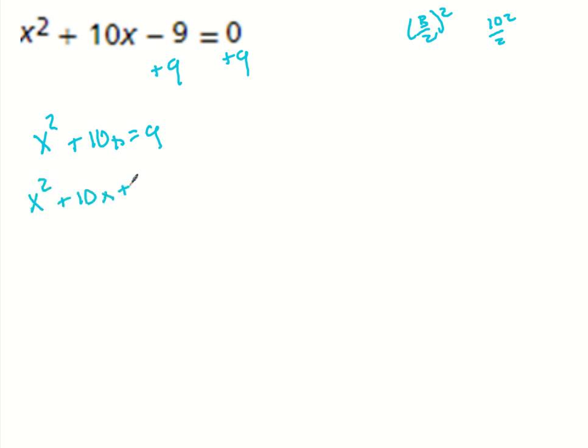So x squared plus 10x plus 25 equals 9 plus 25. So I added 25 to both sides. Now I can factor this out because it's going to be x plus 5 squared. And the reason why it's x plus 5 squared is 5 times 5 is 25, 5 plus 5 is 10. So it's now factorable. And then I actually have to multiply this out, which is 34.